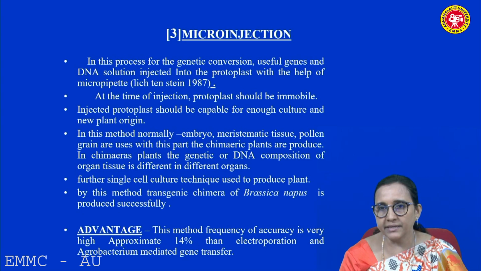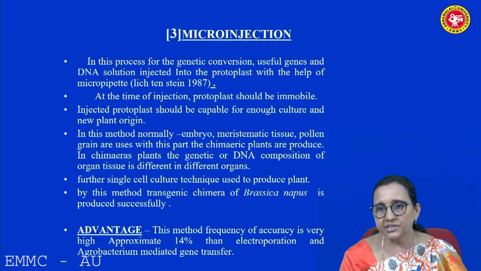Then the third method is micro-injection. In this process, we are using genetic transformation. How? By injecting the DNA solution directly into the protoplast with the help of a micropipette. And this method was first discovered in the year 1987 by a scientist called Lichtenstein.